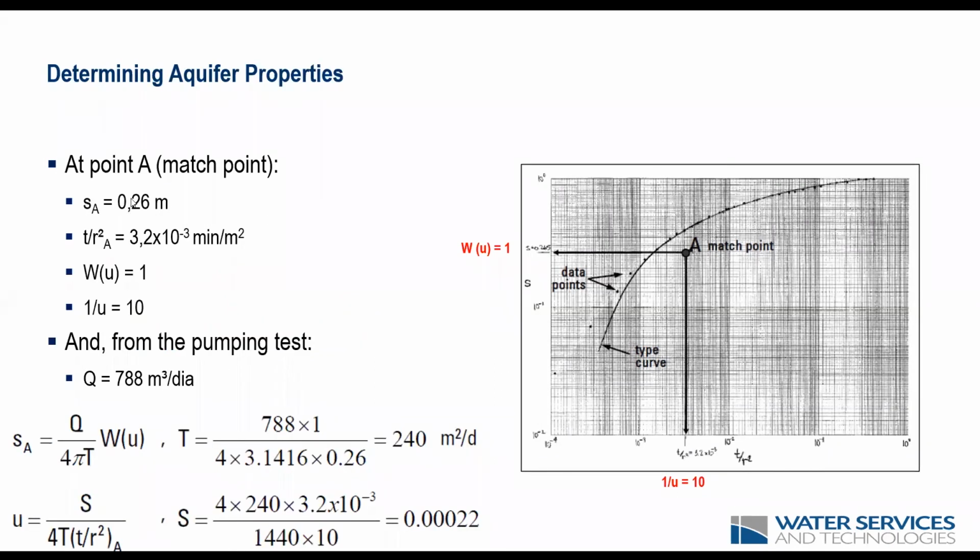So again, in this example, if we get the values from our match point, we get the value of drawdown for the value here of 1 over U, and in the other chart, time over the distance between the wells squared, the value of the well function and 1 over U. So 1 and 10. From the pumping test, we know that we have a pumping rate of 78 cubic meters a day, and this will result then in a transmissivity value in this example of 240 square meters a day, and a storage value of 2.2 10 to the minus 4, which is pretty consistent with a confined aquifer.